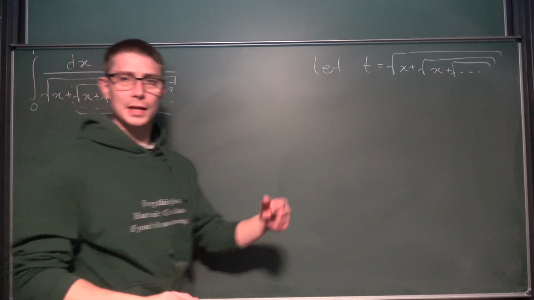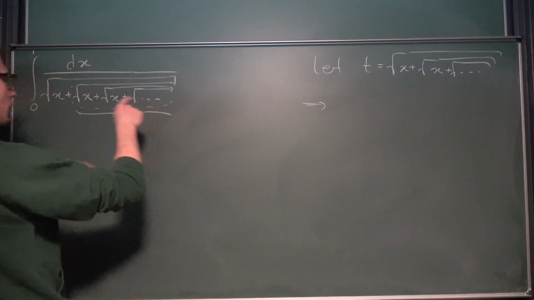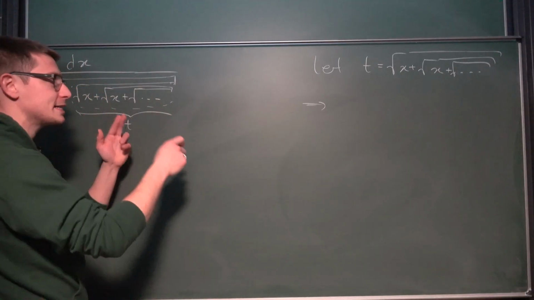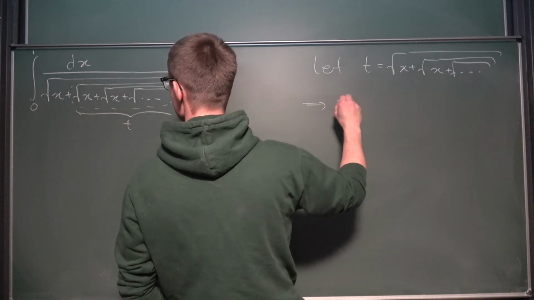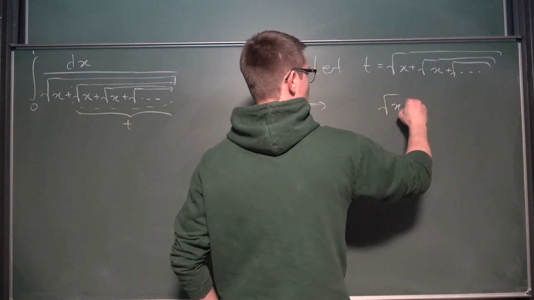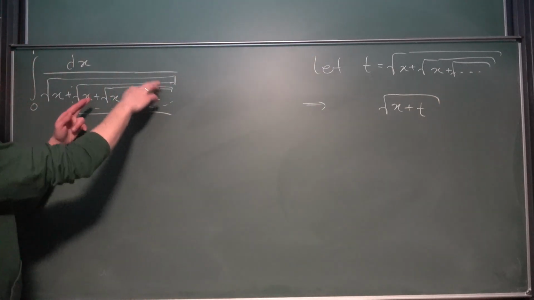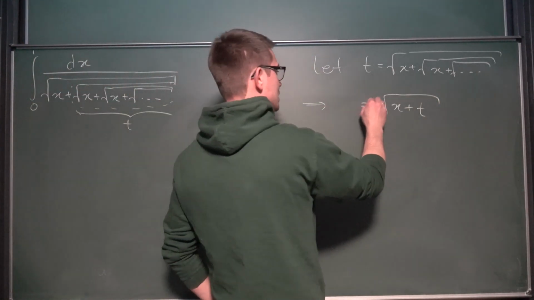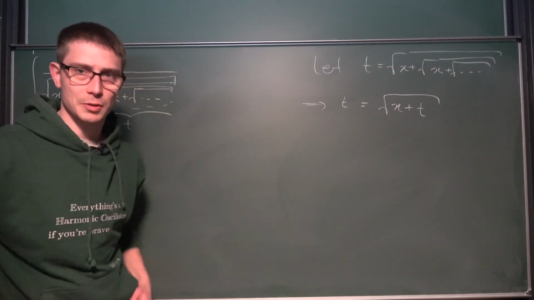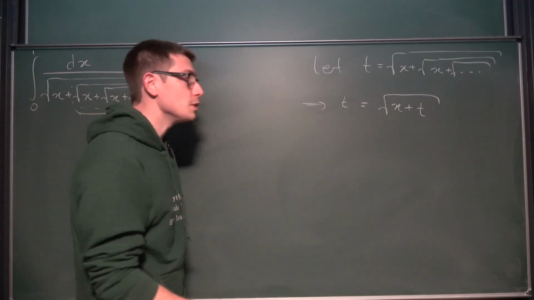So overall, by a recursive relationship, we also get by the substitution that our nested radical, our denominator that we have down here, is equal to square root of x plus all of this, t. But we also know that our entire denominator is just t, so this leaves us with this relationship that we have right here. And this is something that we can actually work with. So let us do this, shall we?